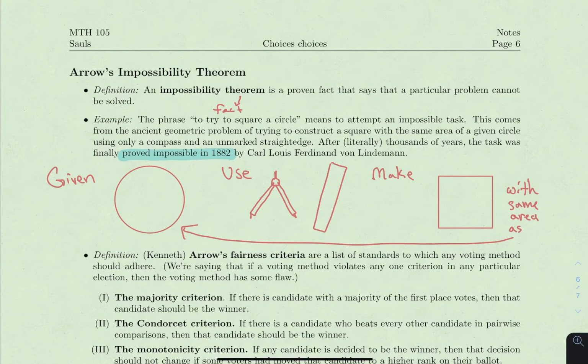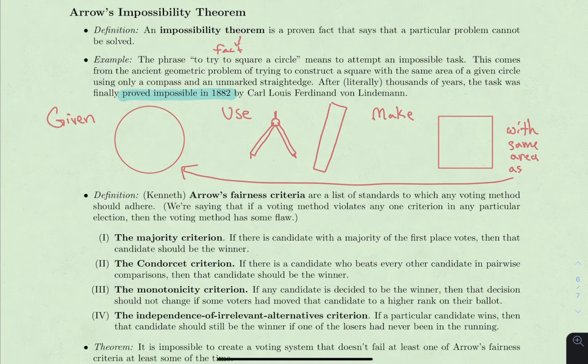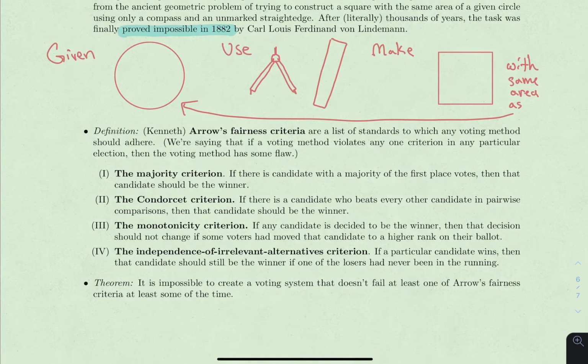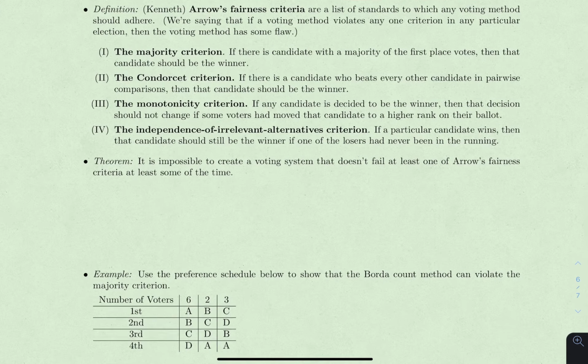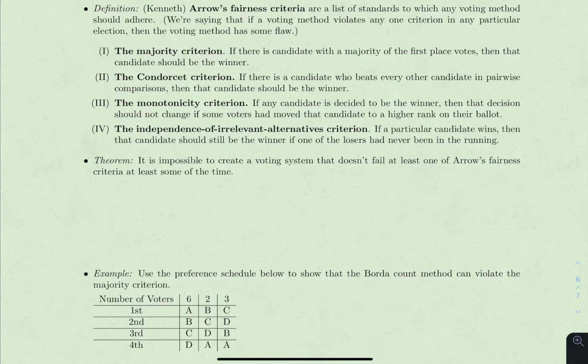Let's adapt this to our subject at hand. There was an economist and mathematician named Kenneth Arrow, and he developed these so-called fairness criteria, which is just a list of things that should be true regarding an election in order for that election to be fair. These are things that the voting method should follow.